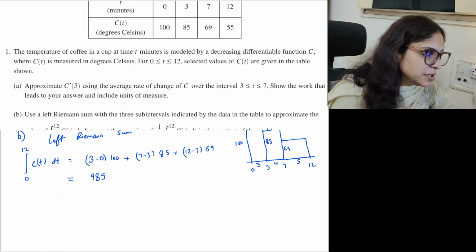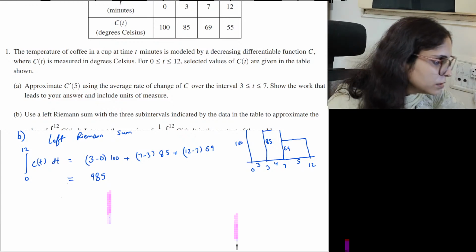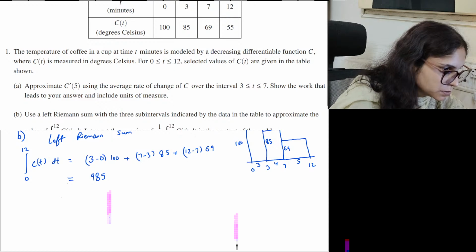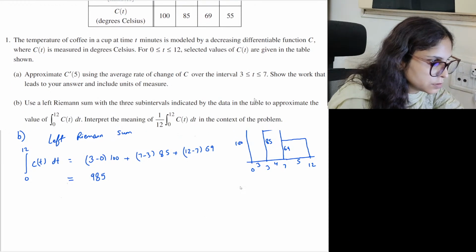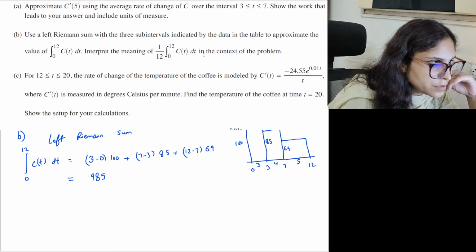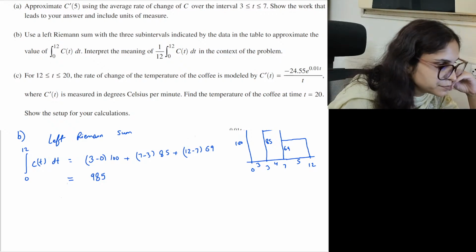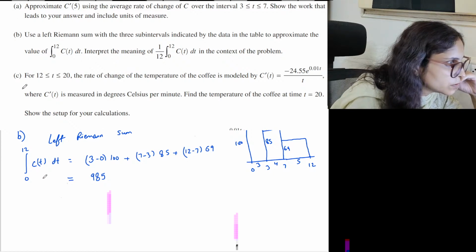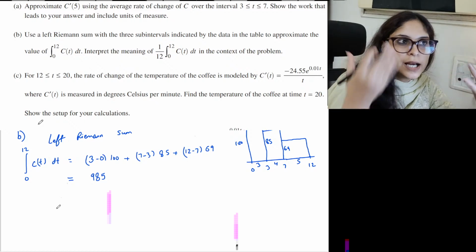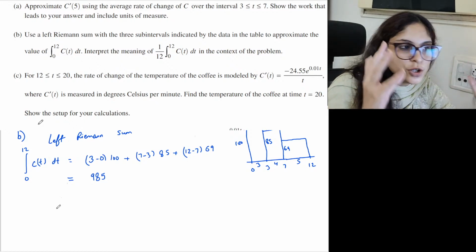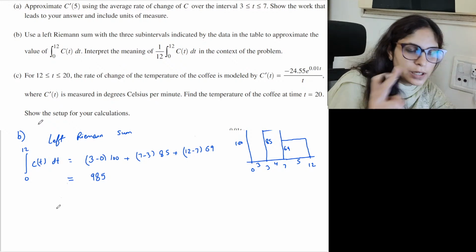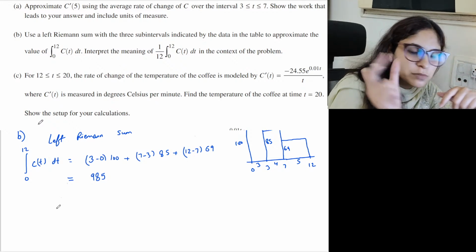So 985. That is the sum. The next thing we have to find is 1 over 12 integration 0 to 12 C(t) dt in the context of the problem. So now 0 to 12 C(t) dt is actually summation, right? Integration is a limiting sum. So what you're doing, you're adding all the values and you're dividing by the number of values because the total interval is 12. So that will give you the average or the mean value.